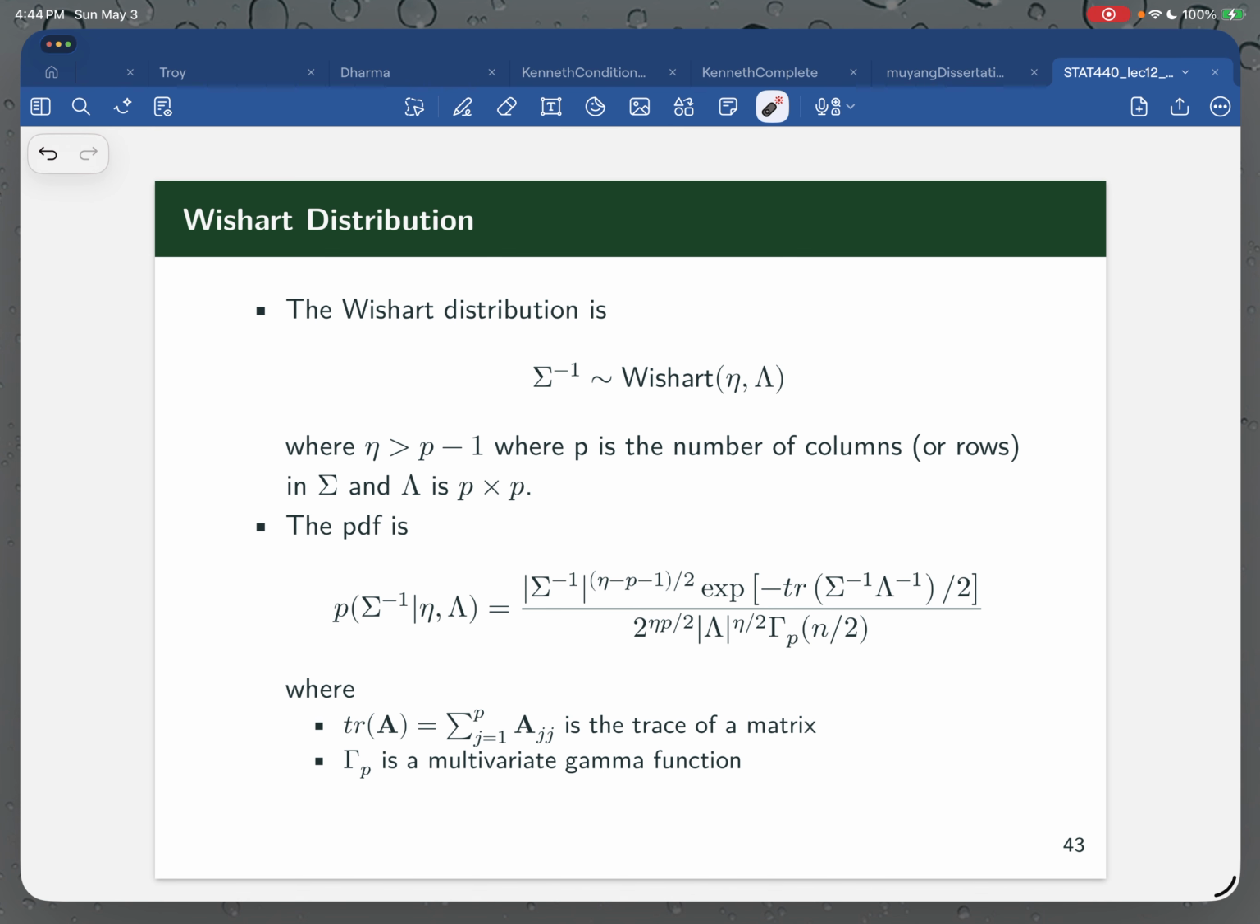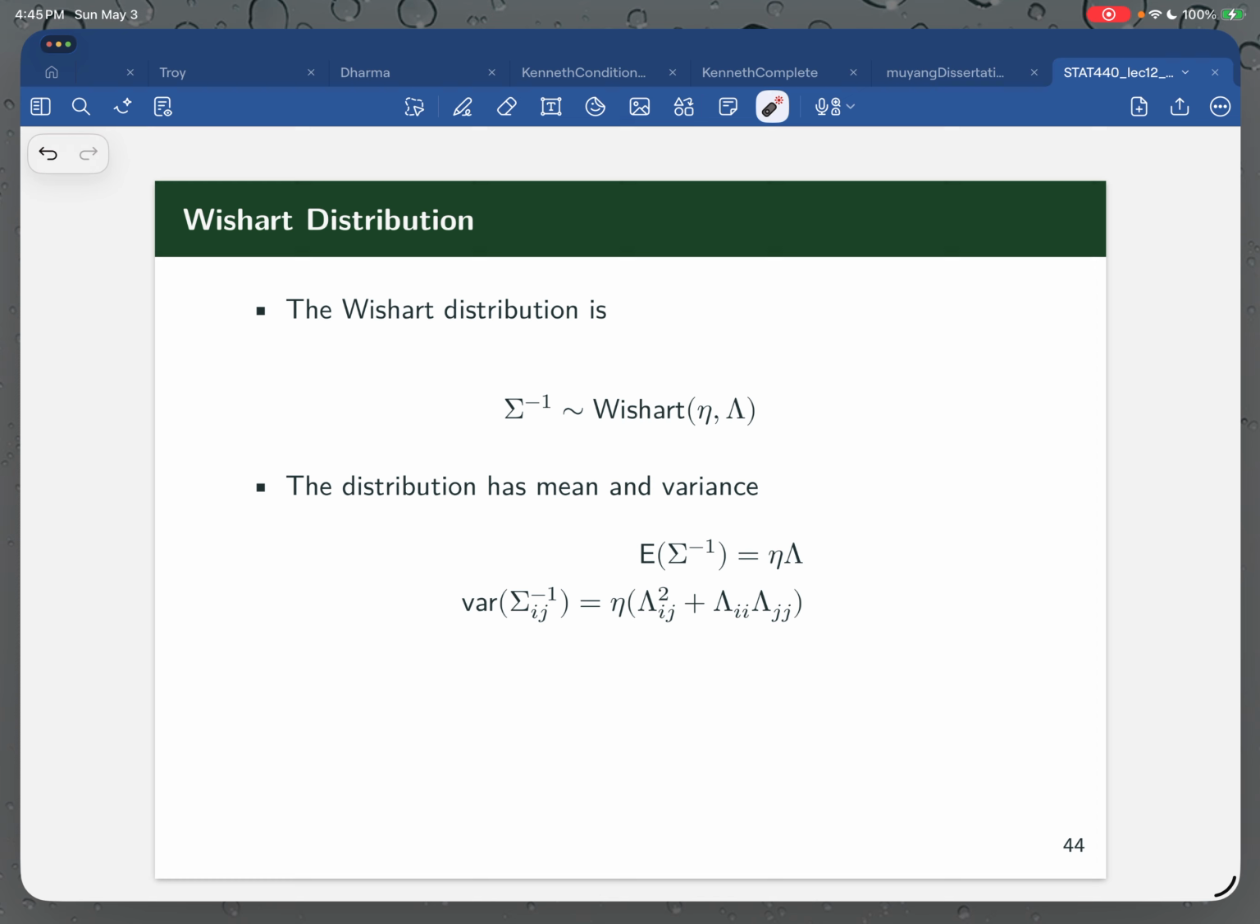If you're curious about the TR, those are just the trace. So these are both matrices. We can multiply them together, we get another matrix. We can look at the diagonal elements of that matrix. If we sum the diagonal elements, that gives us the trace. This gamma sub p is a gamma function. I know there are a lot of things called gamma in this class, but the gamma function is the function that appears in the normalizing constant of the beta distribution. Gamma p is a multivariate version of that.